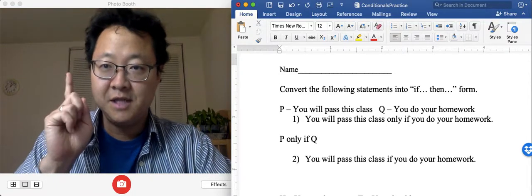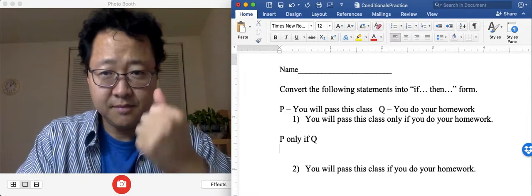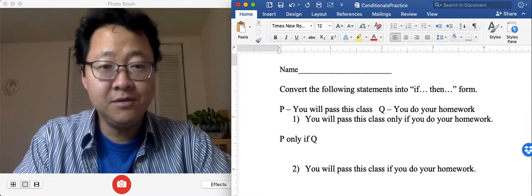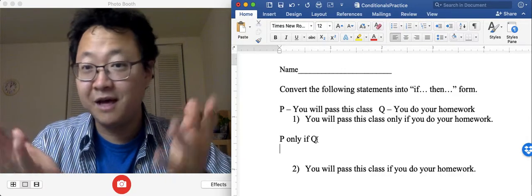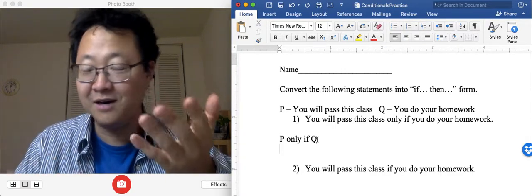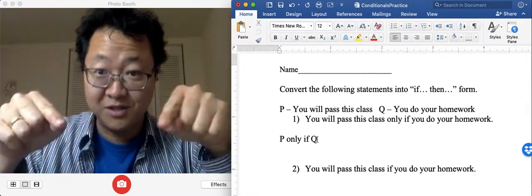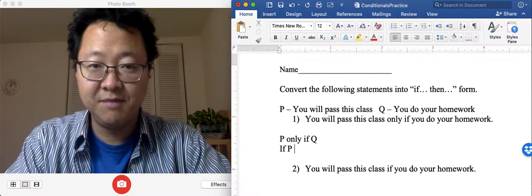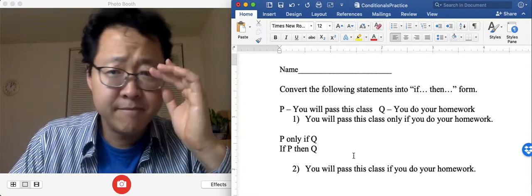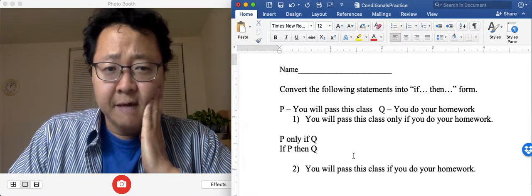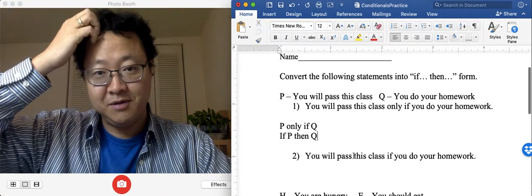Okay, so step one, always just plug in the letters. Step two is convert. Now, P only if Q, this is something you just have to know. You can have it written down. We did this in the previous video. P only if Q, you always bring the two straight down. So if P then Q, and then we're done. If P then Q is your answer. All right, let's go on to the next one.